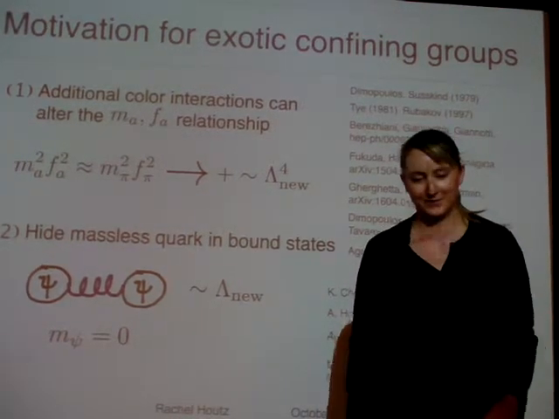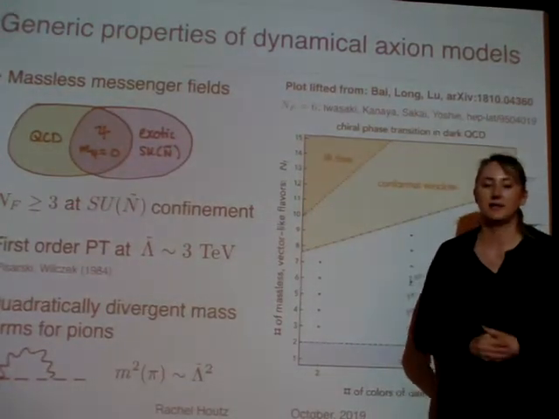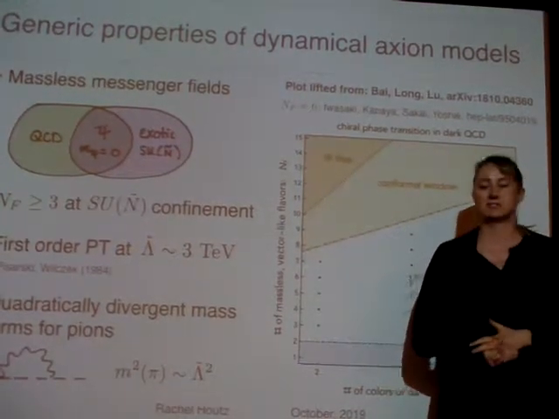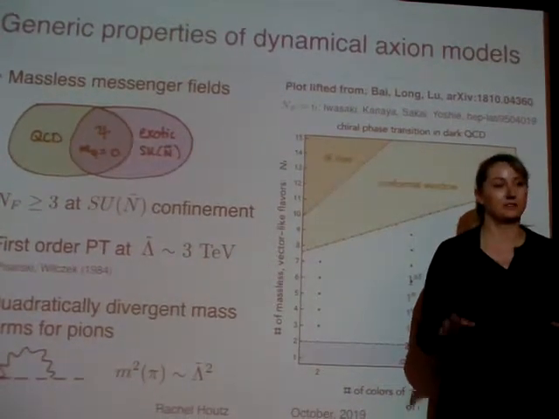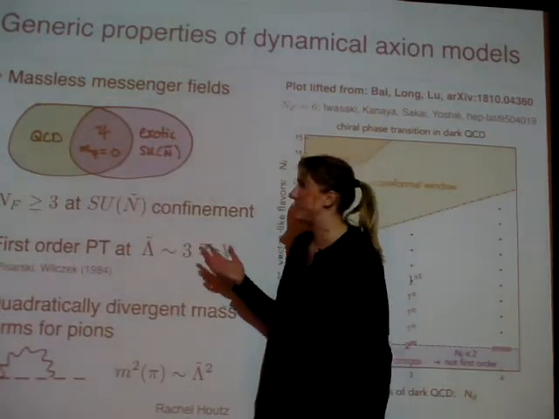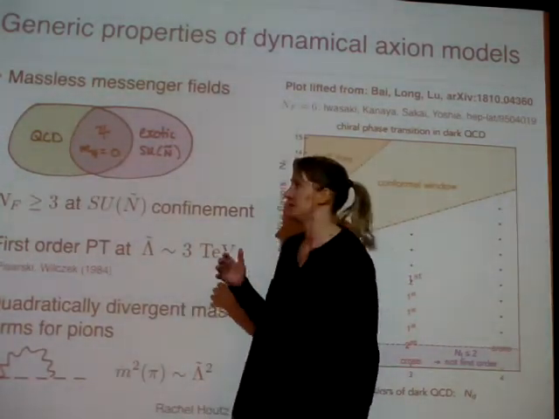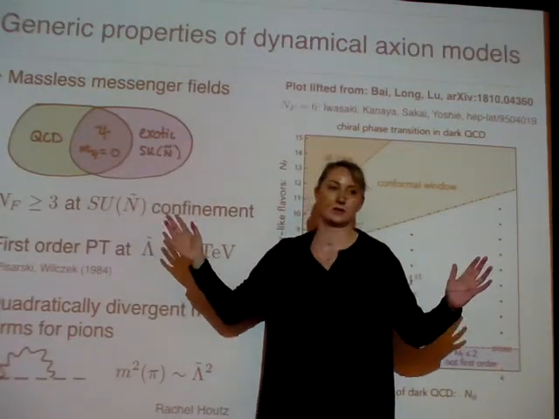Ready to go back to gravitational waves? All right. The reason dynamical axion models are interesting to talk about for gravitational wave phenomenology is that they have some generic properties that are relevant for the gravitational wave signal. First of all, if you have a dynamical axion with a confining exotic sector, it needs to talk to QCD, right? If it has any hope of addressing the strong CP problem.